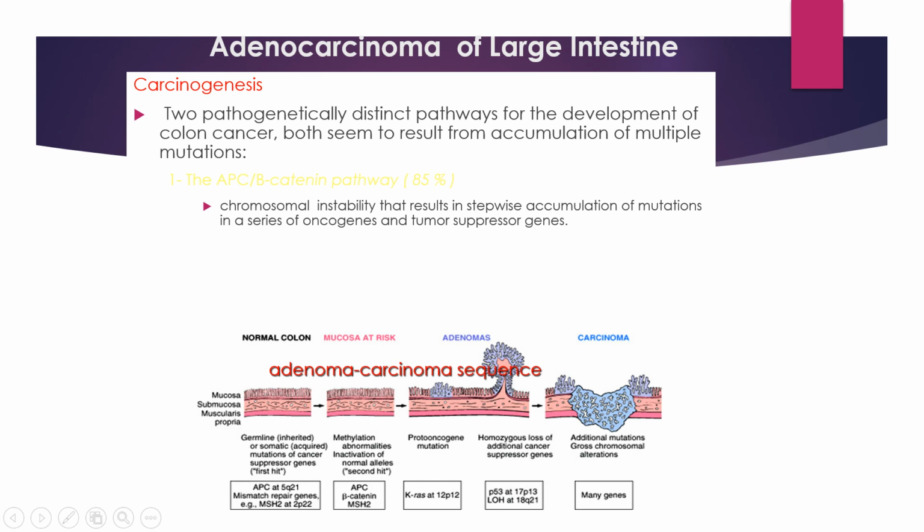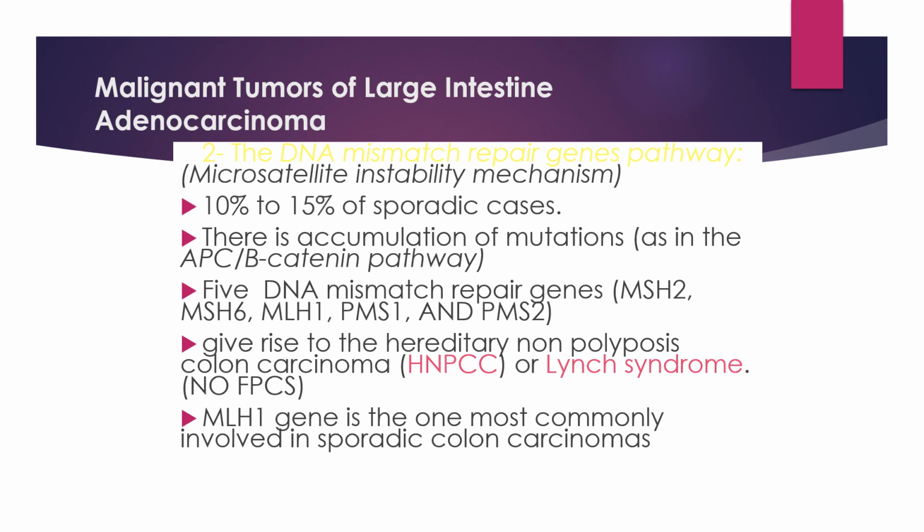So this is the adenoma carcinoma sequence: normal colon, mucosa at risk, adenomas, and carcinomas. And this is the two hit pathogenesis. The first hit is germline or somatic mutation of a cancer suppressing gene, and the second hit is inactivation of the normal allele, or methylation abnormalities. There are two pathogenetically distinct pathways for the development of colon cancer. One is the APC beta-catenin pathway in 85% of the cases. Second is the DNA mismatch repair gene pathway.